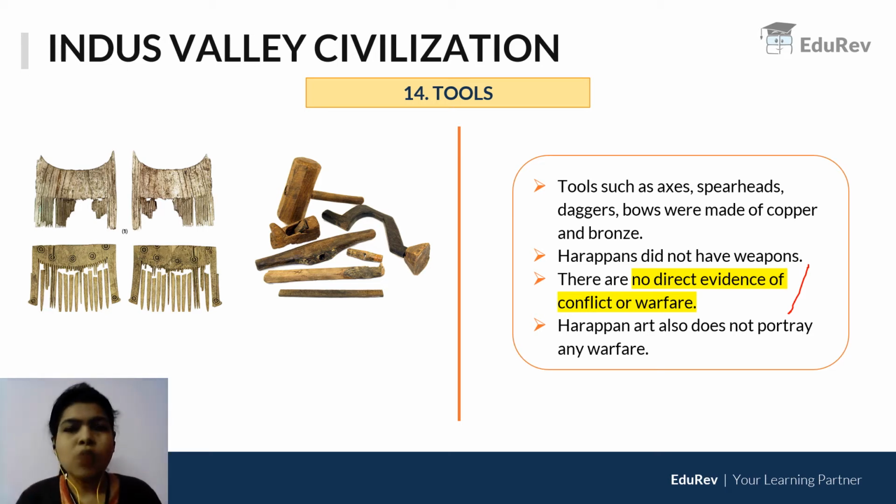But try to remember the small fact that there was not much mass production of weapons. There was not a great deal of importance given to warfare. Tools such as axes, spearheads, daggers and bows were made of copper, and bronze was used on a very large scale. These suggest that hunting might have been a prominent activity. Similarly, you also had some fish hooks, which shows that fishing must have been another important occupation.